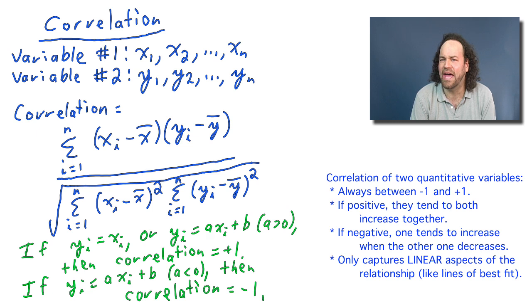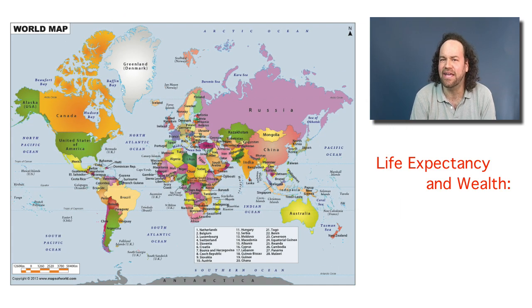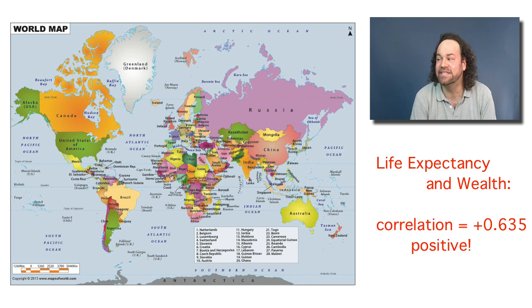So what about life expectancy and the wealth of the countries? Well, in that case, we can compute the correlation. And we see here that it is indeed positive, and it is indeed pretty high. It's not 1, but it's getting up there. So this shows that yes, indeed, there is a clear positive relationship between the wealth of a nation and the life expectancy of a nation.